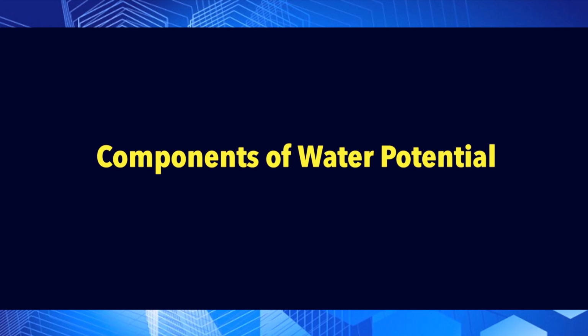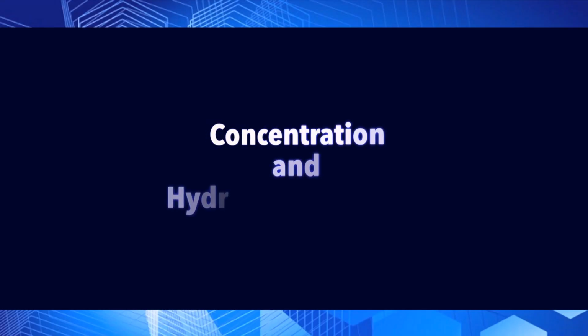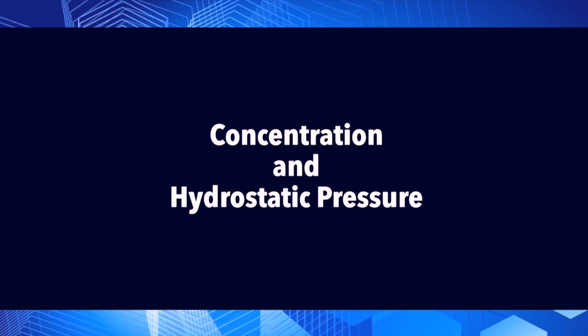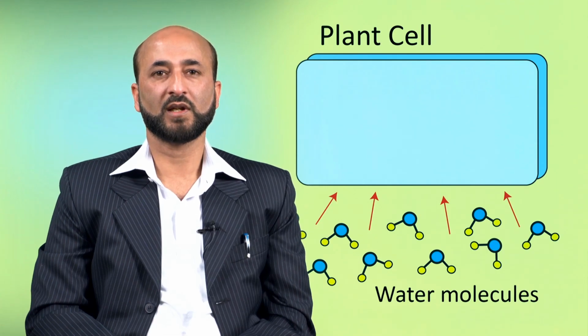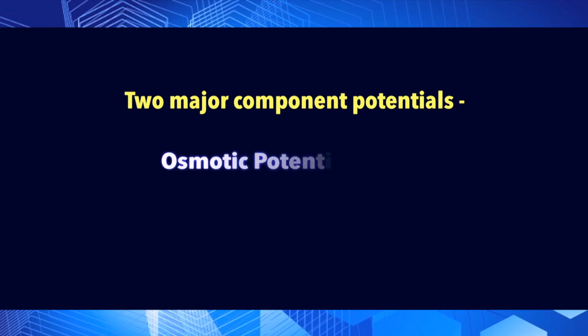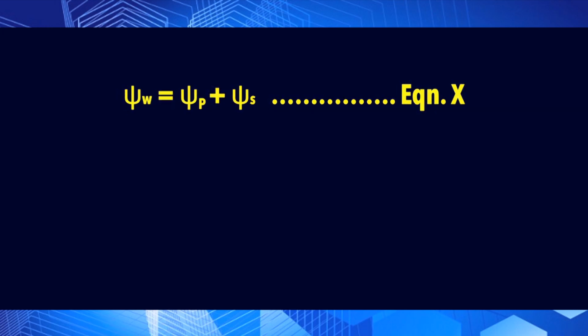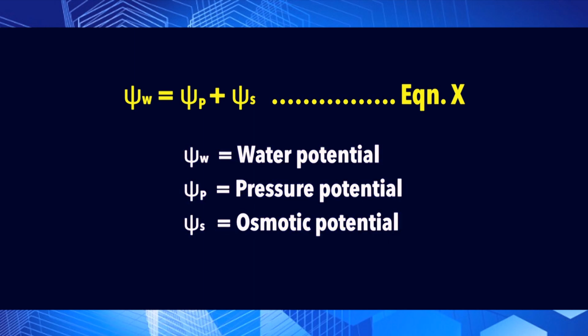Now, let us discuss the components of water potential. The major factors influencing the water potential in plants are concentration and hydrostatic pressure. Thus, total water potential can be partitioned into two major component potentials, that is osmotic potential and pressure potential, as given in the following equation. ψW is equal to ψP plus ψS, where ψW indicates the water potential, ψP indicates the pressure potential, ψS indicates the osmotic potential.